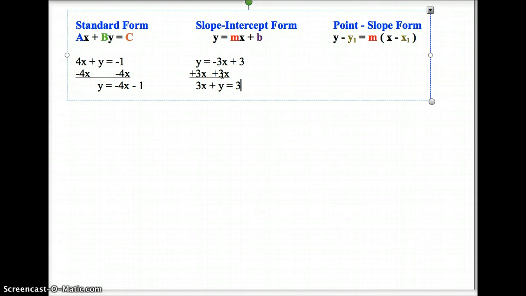Now, when you're in standard form, there are two rules that you should understand. Rule number 1 is that there can be no fractions in standard form. This a, b, and c, we cannot have any fractions. Well, we're okay there. We have no fractions.